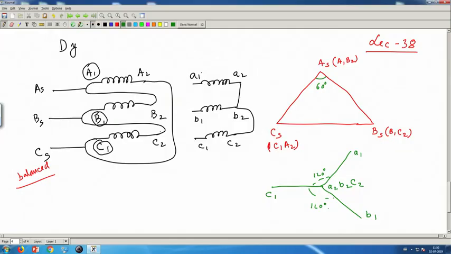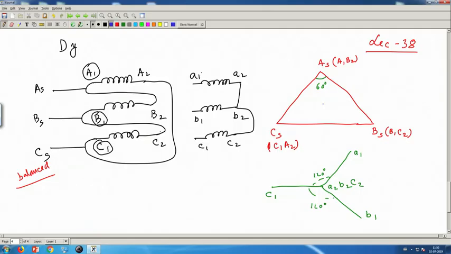Now, if you choose a connection, you get it in this way, and now I have to decide what is the vector group of this connection. Primary delta D, secondary star Y. I want to know what is the vector group. So, what will I be doing?